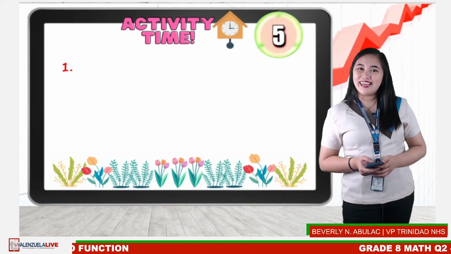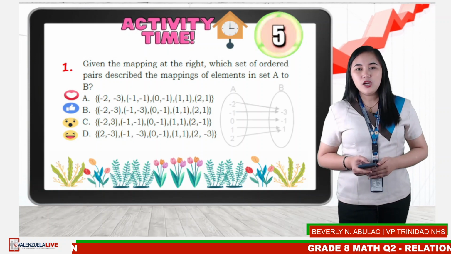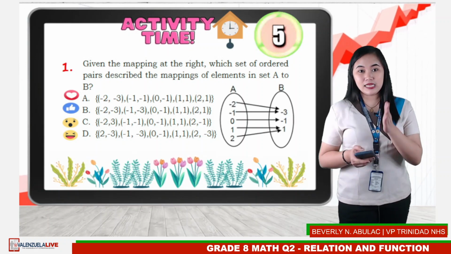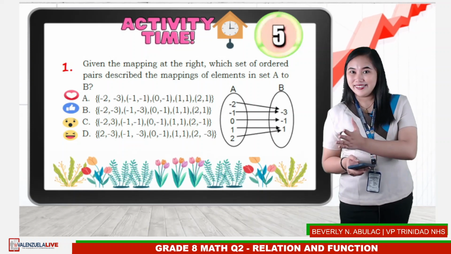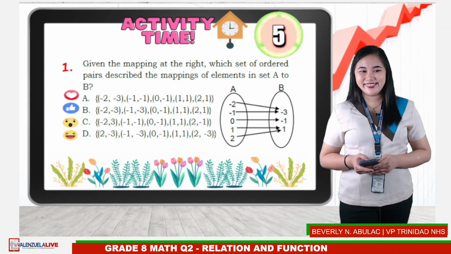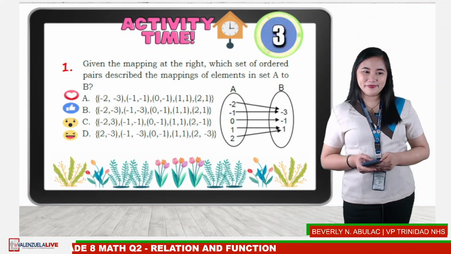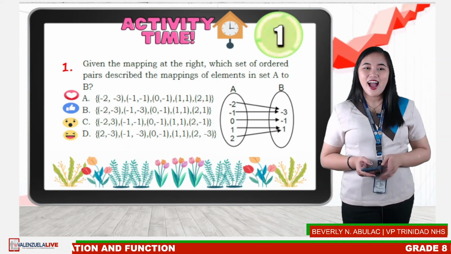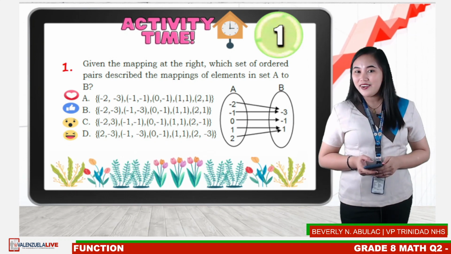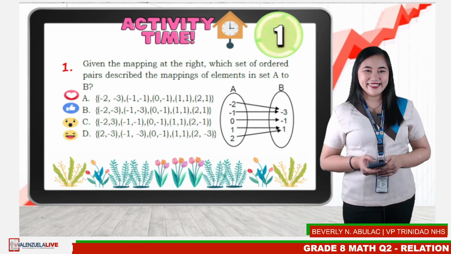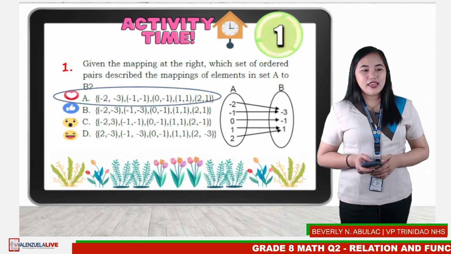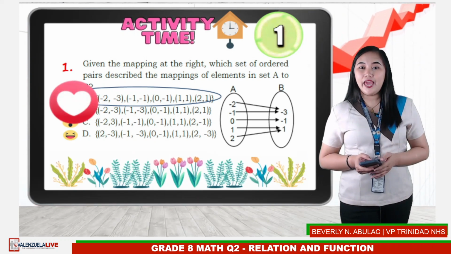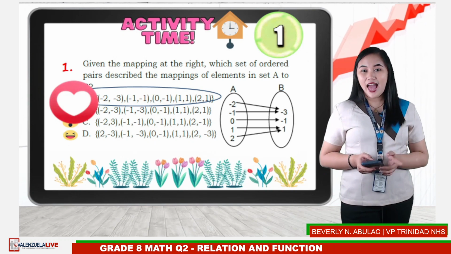Question number 1. Given the mapping at the right, which sets of ordered pairs describe the mappings of elements in set A to B? Are you done pressing the correct react button? Very good. The answer is letter A. Therefore, you should be able to press the heart react button.